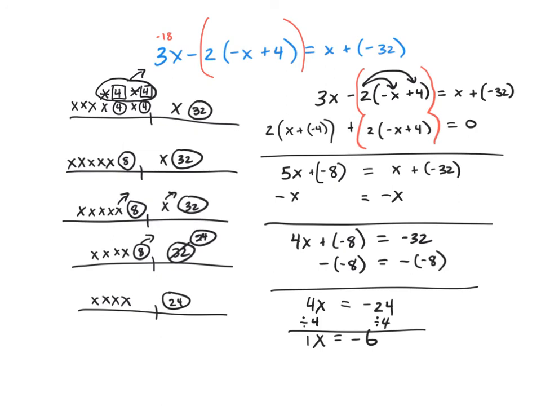Now I want to subtract 20 from -18. I want to take away 20 from -18. So if I want to take away 20 here, that is the same thing as adding -20. So altogether on the left-hand side, we now have -38. And on the right-hand side, we're going to have -6 plus -32, which is also -38. Our check is -38 equals -38.